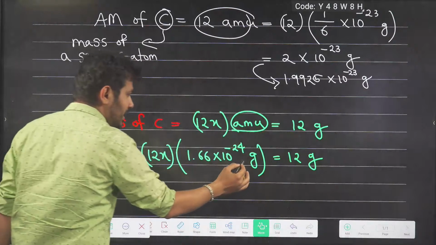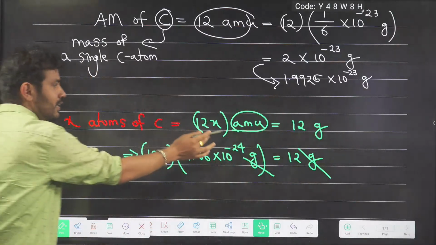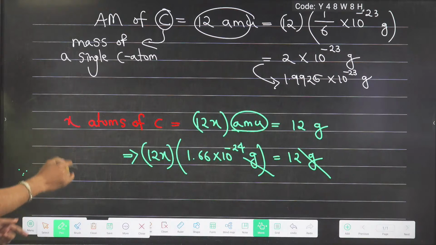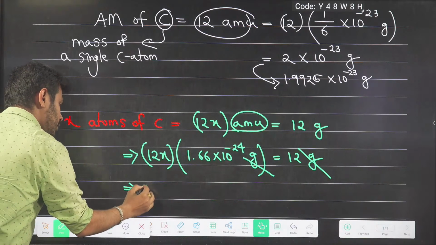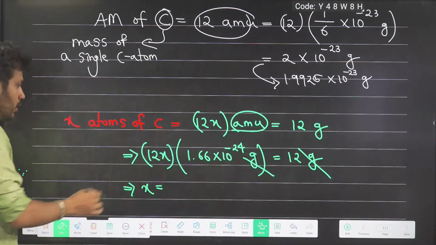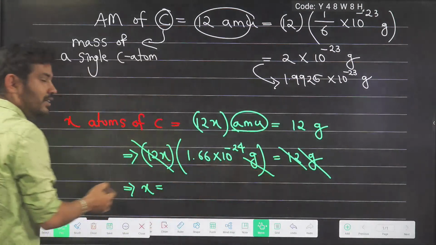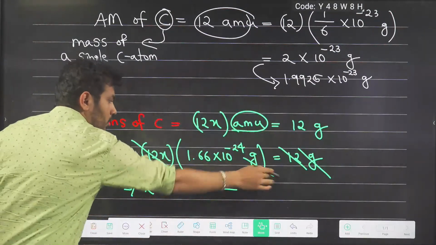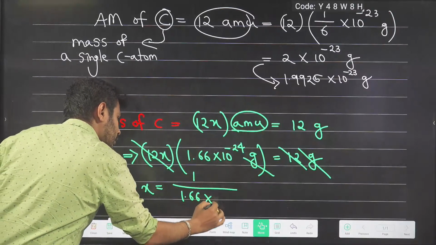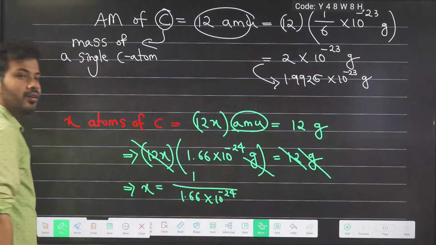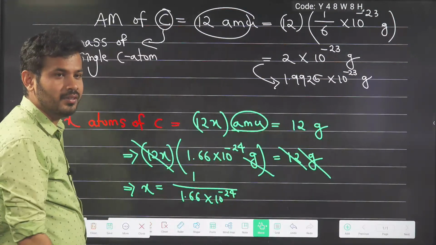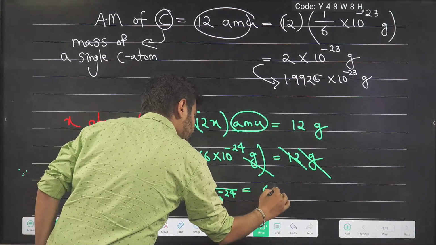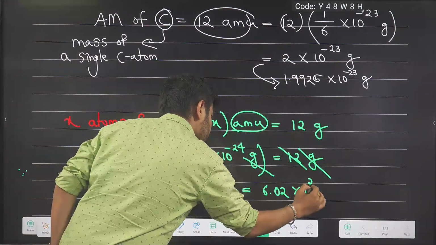Now both sides have gram units, gram cancelled. You cannot cancel AMU with gram, right? Same units have to be cancelled, not the other units. On that basis, tell me, what will be x? 12 will also cancel. What is x now? X is equal to, that side nothing is there, so 1 divided by 1.66 into 10 to the power of minus 24. Try to calculate this number. You will get 6.02 into 10 to the power of 23.